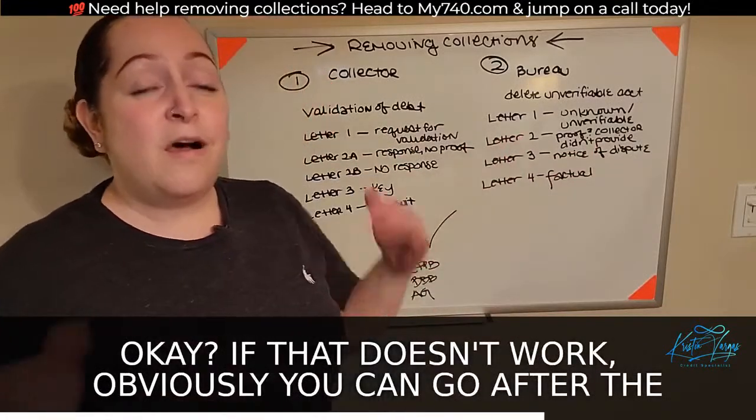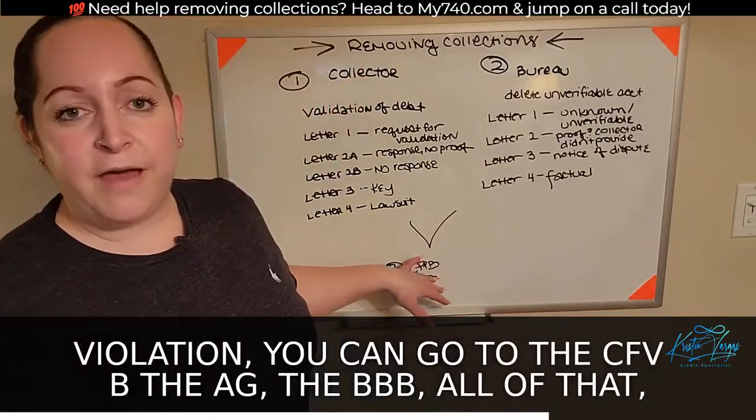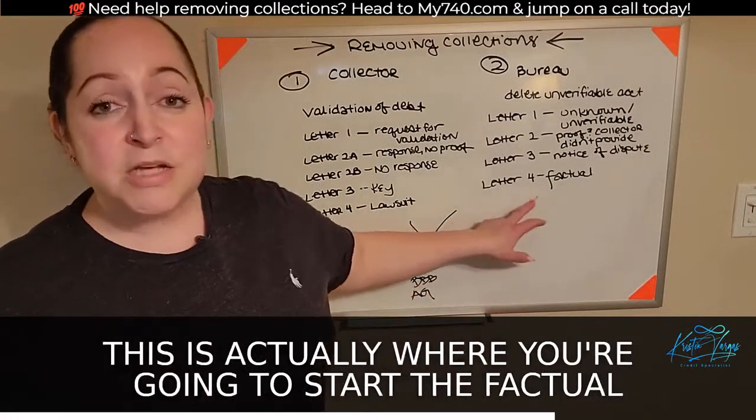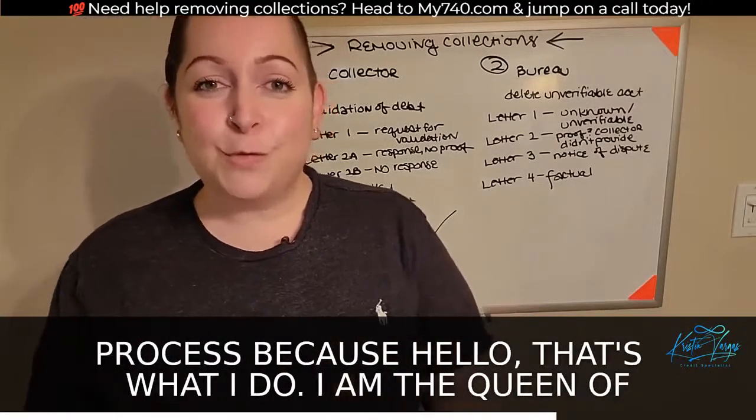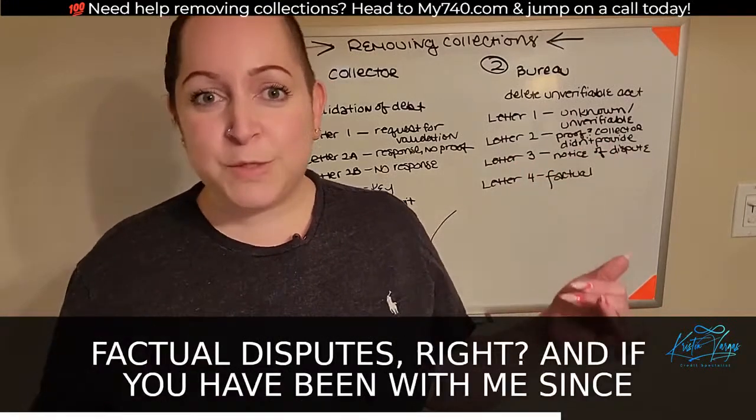If that doesn't work, obviously you can go after the violation, you can go to the CFPB, the AG, the BBB, all of that, which we're going to do anyways if they do not remove it. But this is actually where you're going to start the factual process because, hello, that's what I do. I am the queen of factual disputes, right?